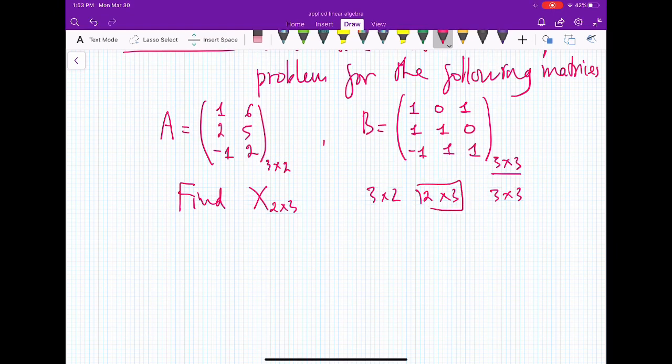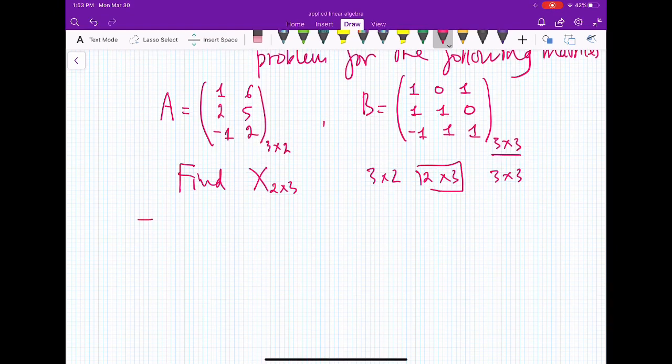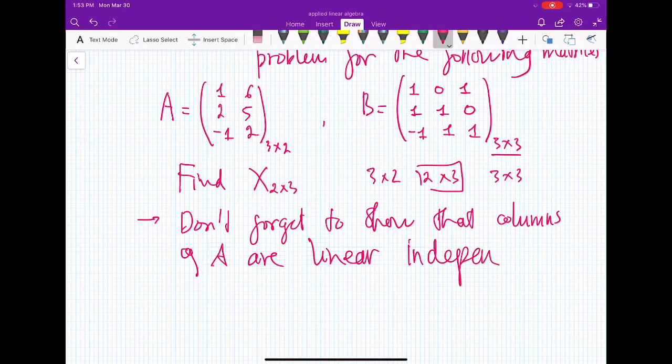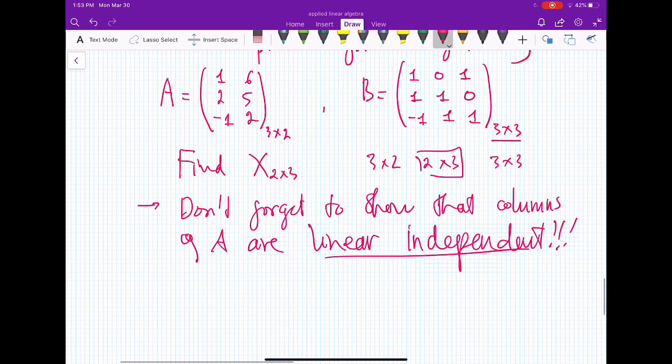Make sense? And please don't forget to show that columns of A are linearly independent. And this condition is equivalent to the rank of A being equal to the number of columns.